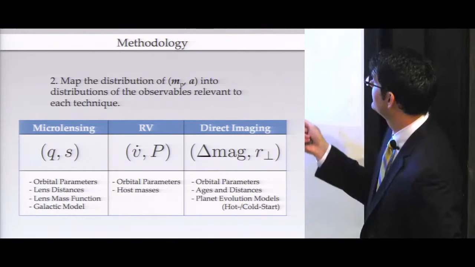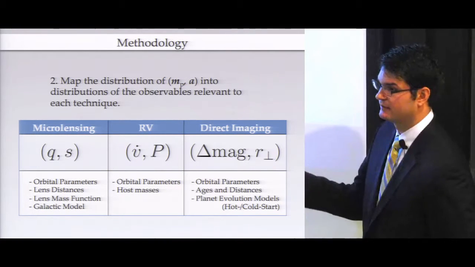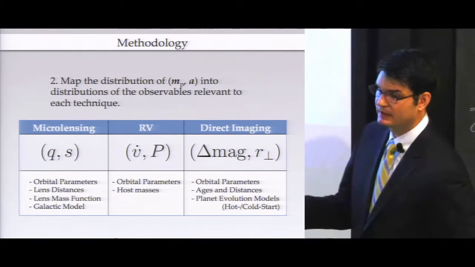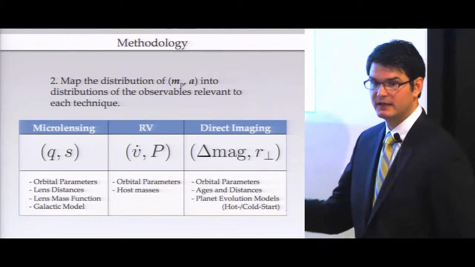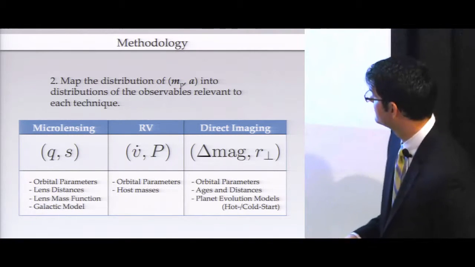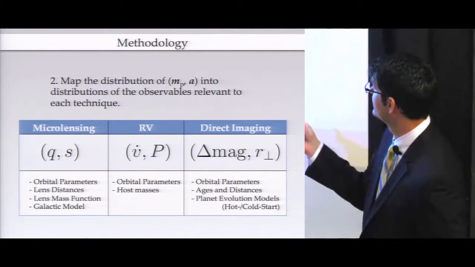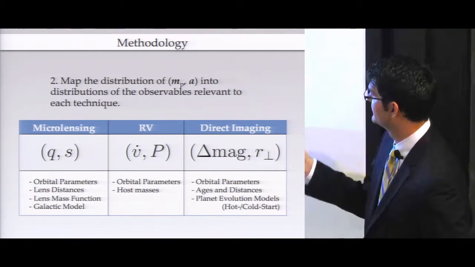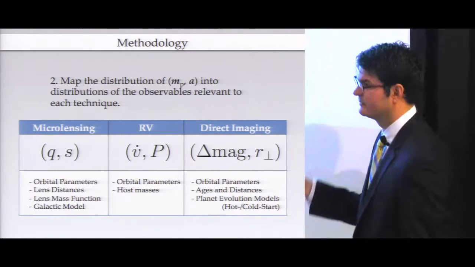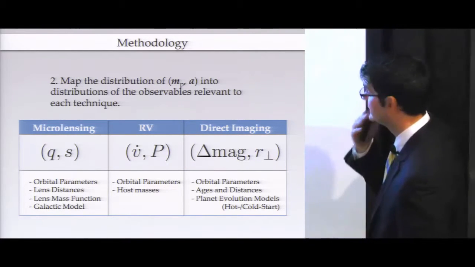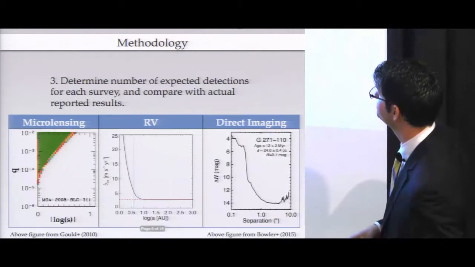For direct imaging, we need a difference in magnitude between the planet and the star, which means we must adopt planet evolutionary models and have some knowledge of the ages and distances to the host stars. And again, since we're trying to project the orbit, we must generate orbital parameters. There's a lot of work that goes into this, but I've only got a short amount of time, and if you have questions, please feel free to ask me later.